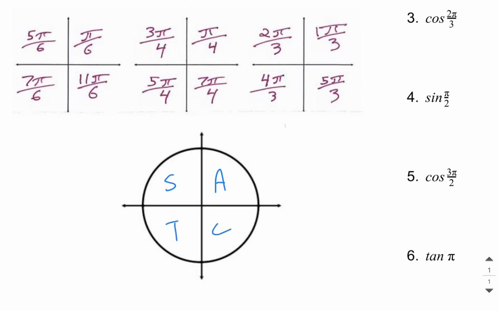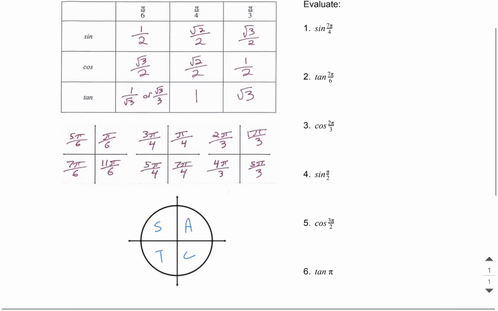So the A stands for all trig functions are positive in the first quadrant. In the second quadrant, only the sine functions are positive. Third, only the tangent functions are positive. And fourth, only the cosine functions are positive. So let's take that and try a couple of problems that aren't just in the first quadrant.